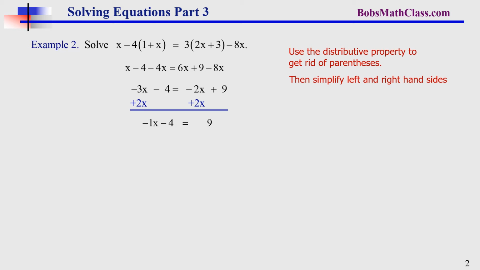That'll give me a negative 1x. If you want to just put negative x, that's also fine. Now add 4 to both sides.